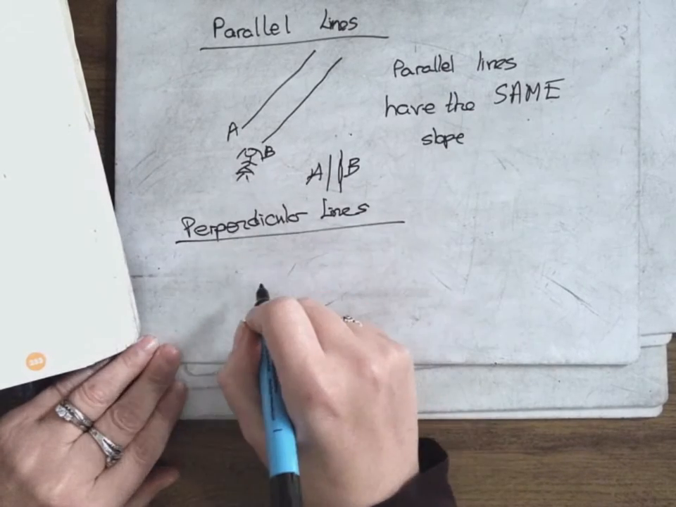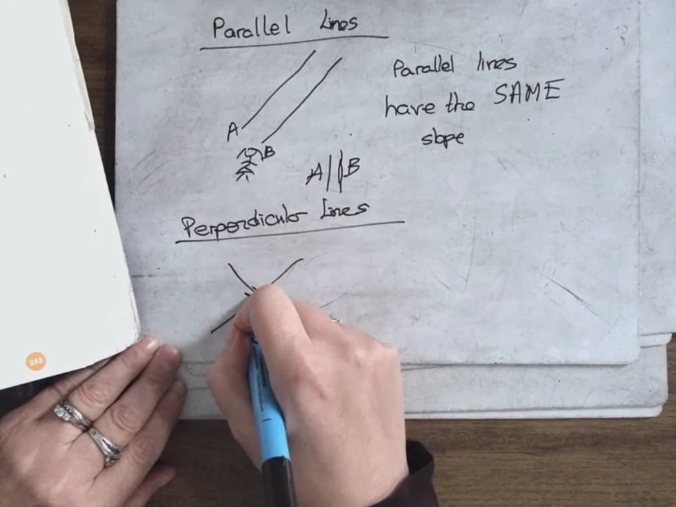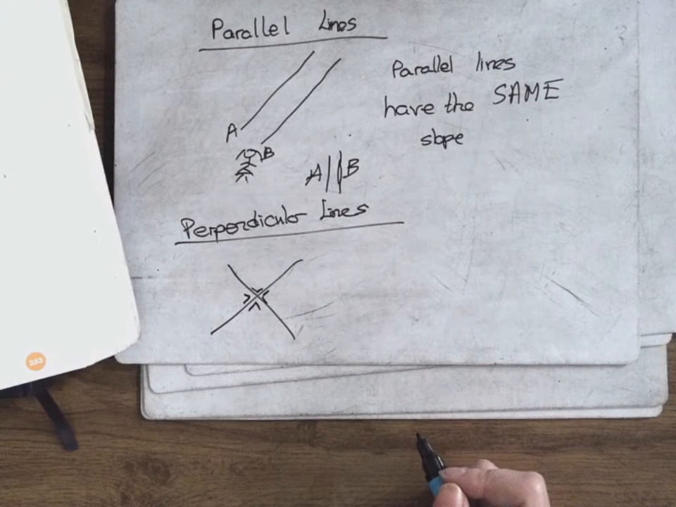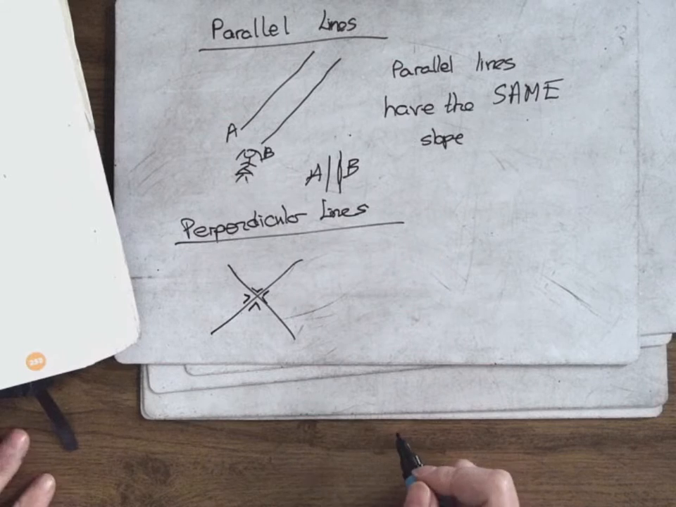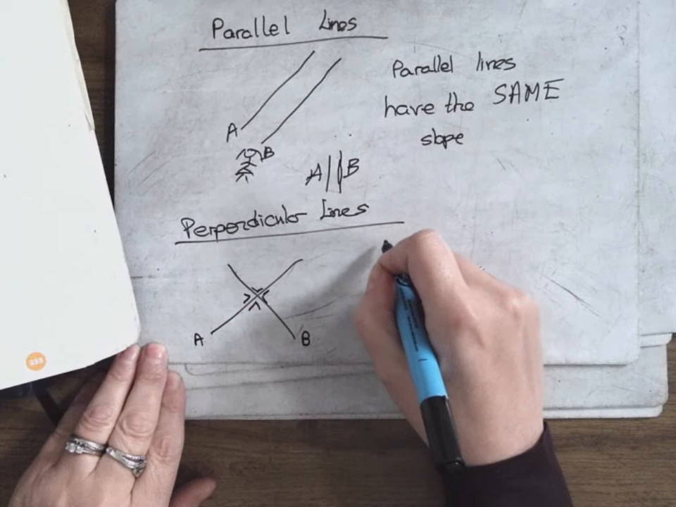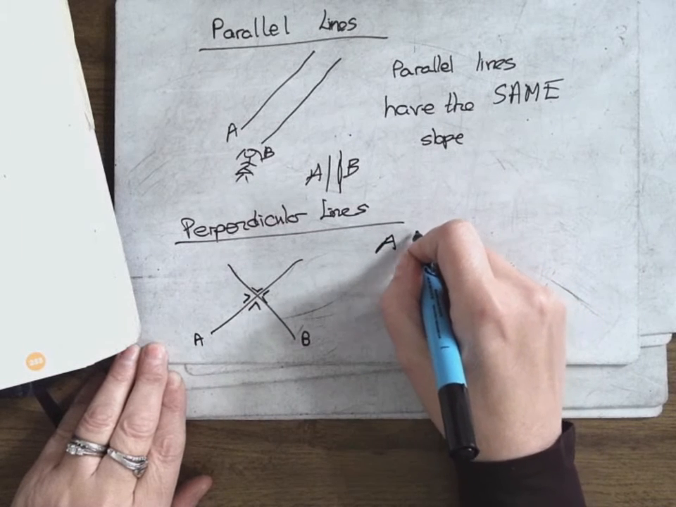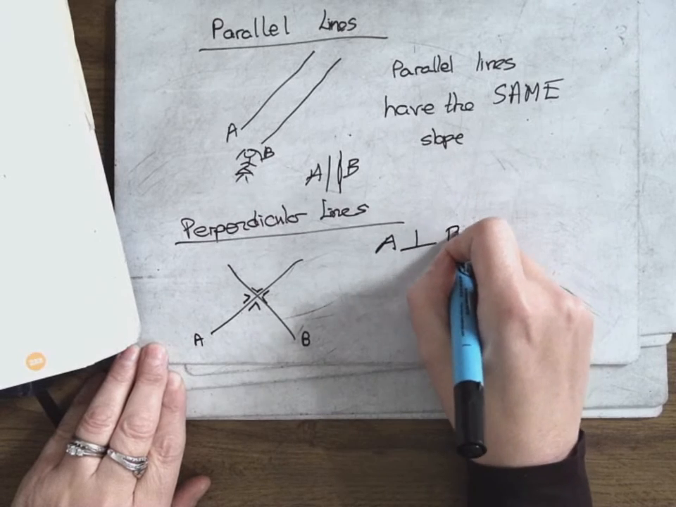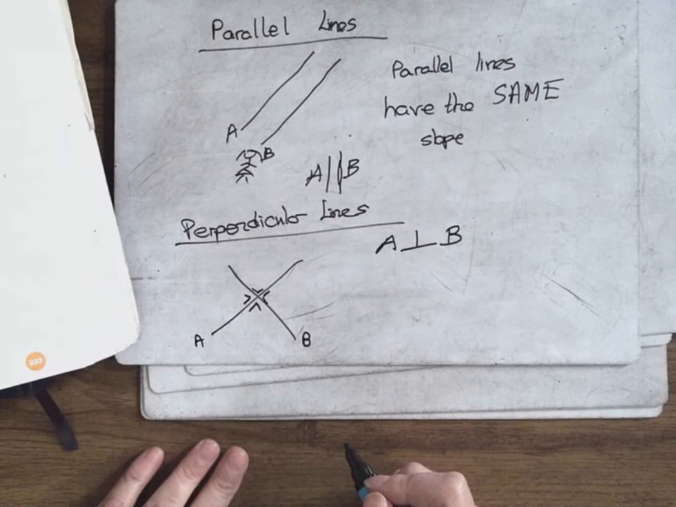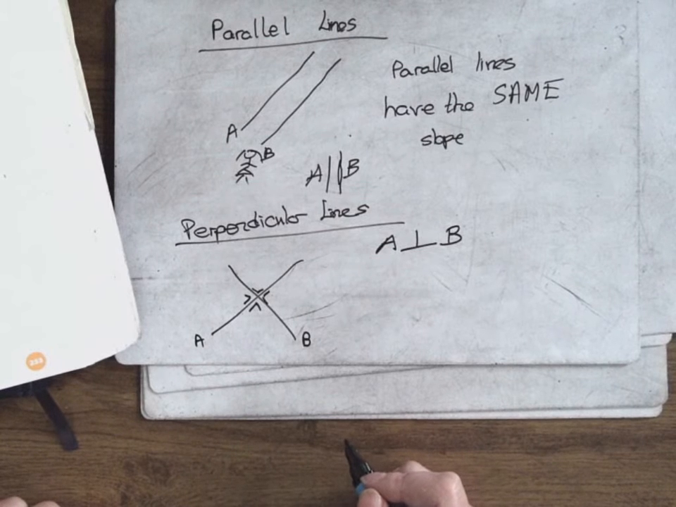Perpendicular lines. You've already told me perpendicular lines meet at a right angle. So when two lines meet, if they're perpendicular, they make 4 right angles. If I call this line A and this line B, if they're perpendicular, girls, does anyone remember the shortcut? It's an upside down T. See it? So that means perpendicular. A is perpendicular to B. That's the shortcut for writing perpendicular.